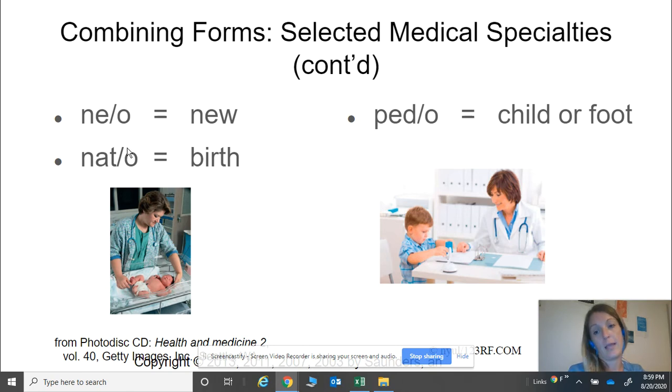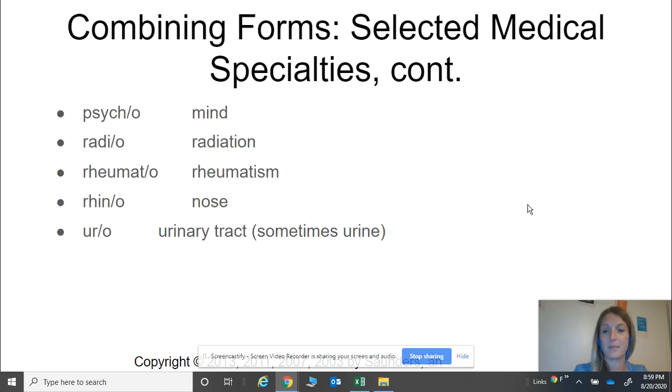You have neo and nato. Neo means new. Nato means birth. So neonatal unit in a hospital is the new birth or the newborn section. Psycho, the combining form, means mind, so a psychologist studies the mind. Radio is radiation, so radiology department, that's where you get your x-rays.